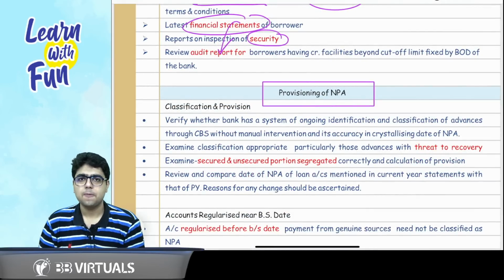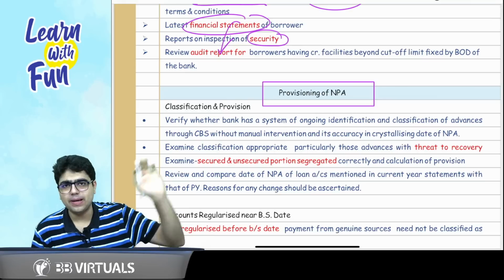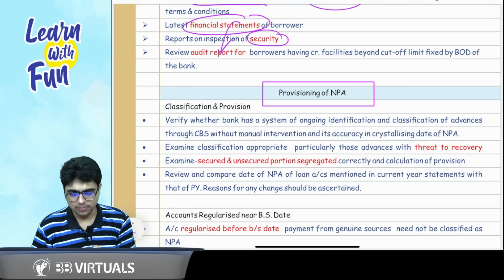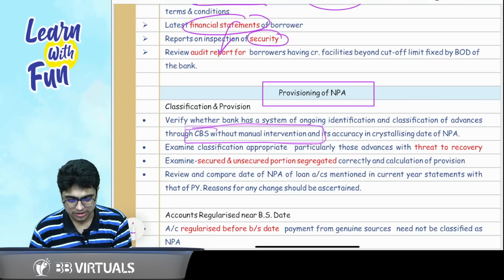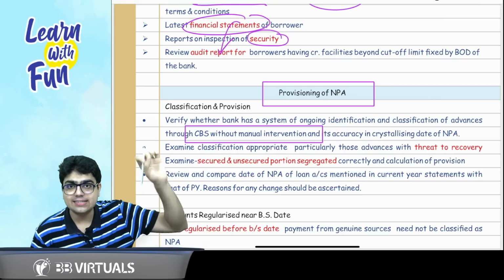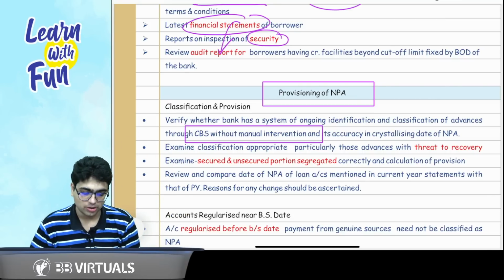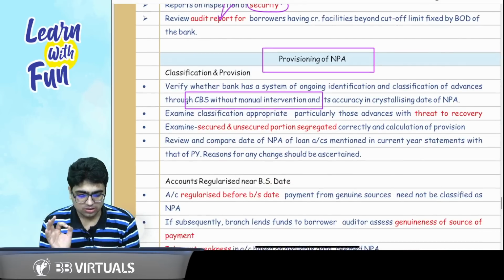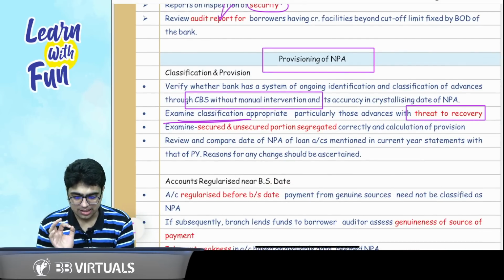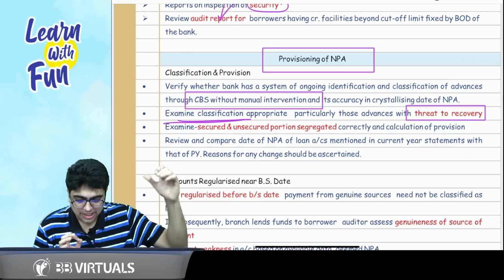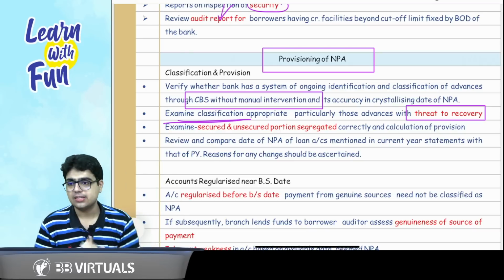Sir, it says, under the core banking system, there is no need for manual intervention. The system will itself classify the accounts as NPA if they are overdue for more than 90 days. If there are accounts with a threat to recovery, examine whether the classification is appropriate, particularly for those advances where there is a threat to recovery.